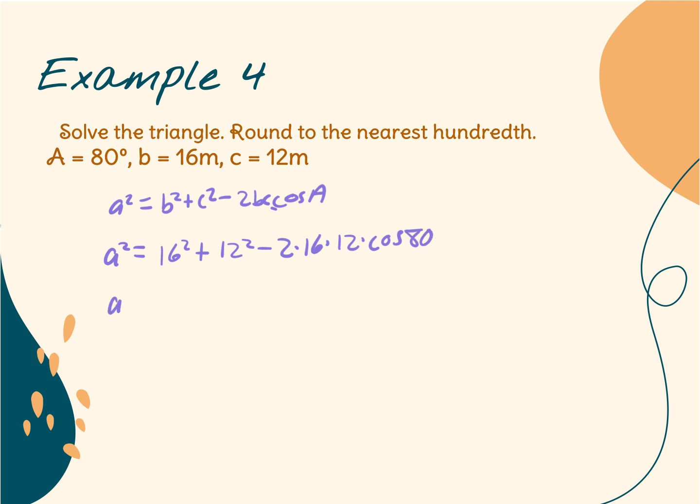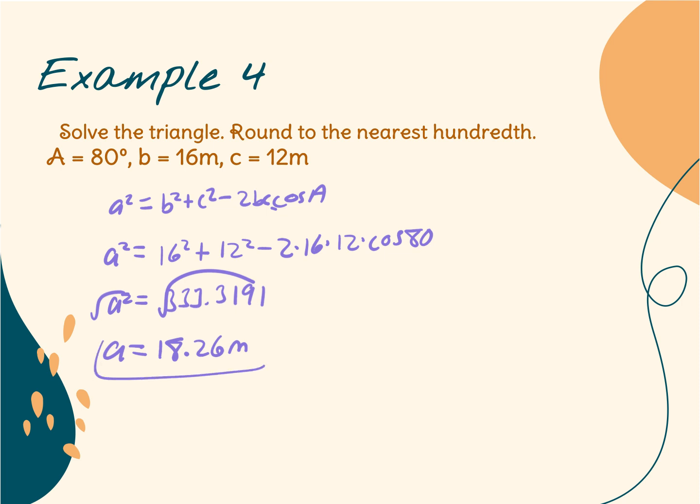All right, plug all of that in your calculator. It's actually not super difficult to put that in your calculator as long as you're organized. And we get 333.3191, using a couple decimal places. Then when you square root both sides, we get side A is 18.26 meters.